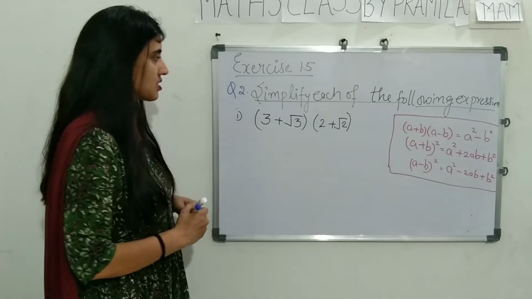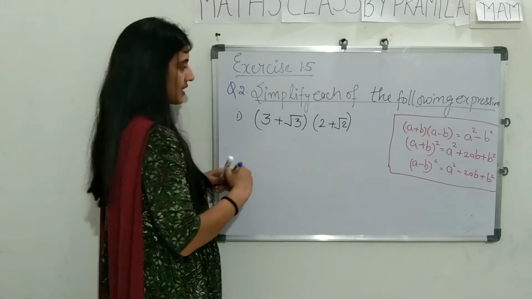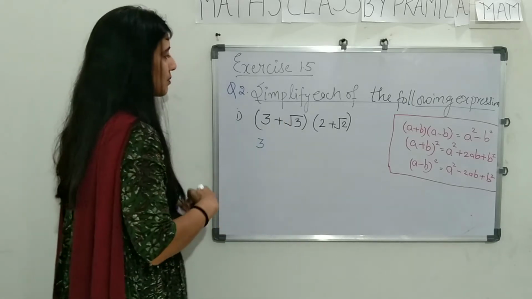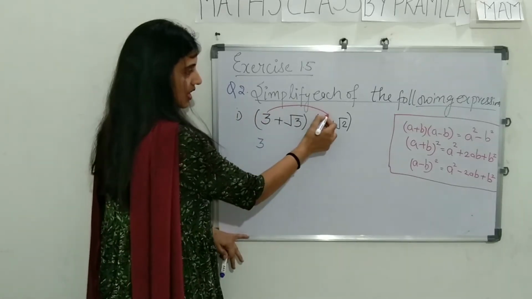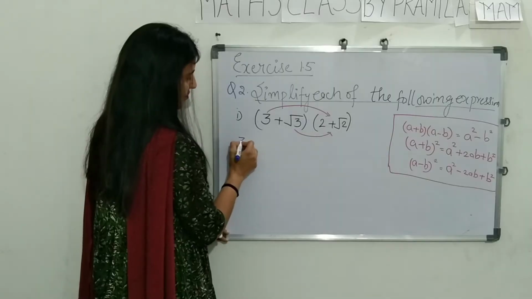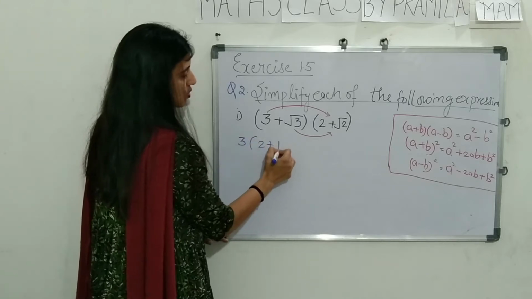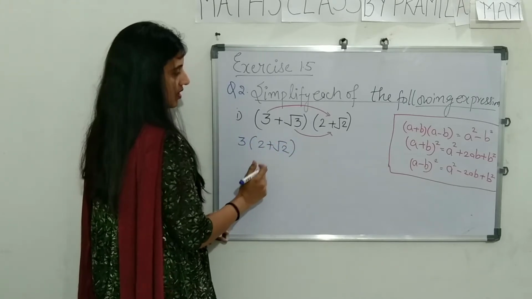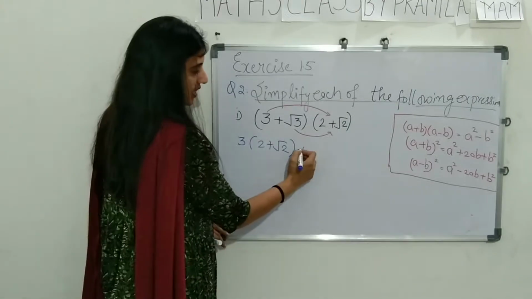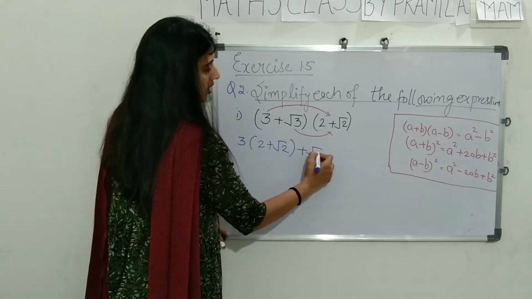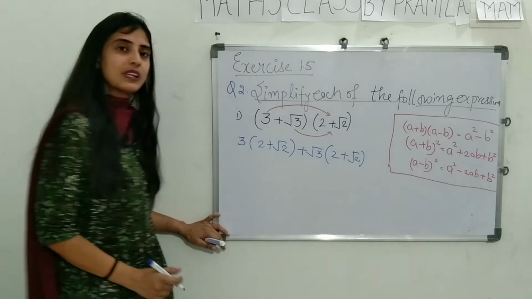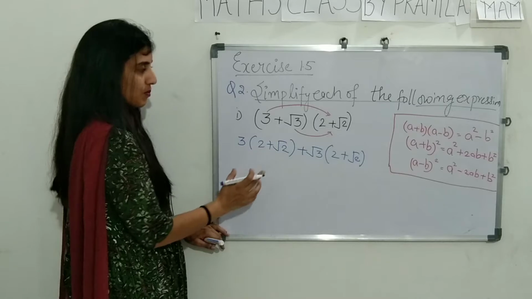Now we'll see, this is the question. So very first we'll open the first bracket. Okay, so we will open this bracket. What we'll do here is multiply this number with this bracket and this number with this whole bracket, (2 plus root 2), plus, what is the sign of root 3? Plus, we'll write this plus sign. Now root 3 and (2 plus root 2). Are you clear, students?